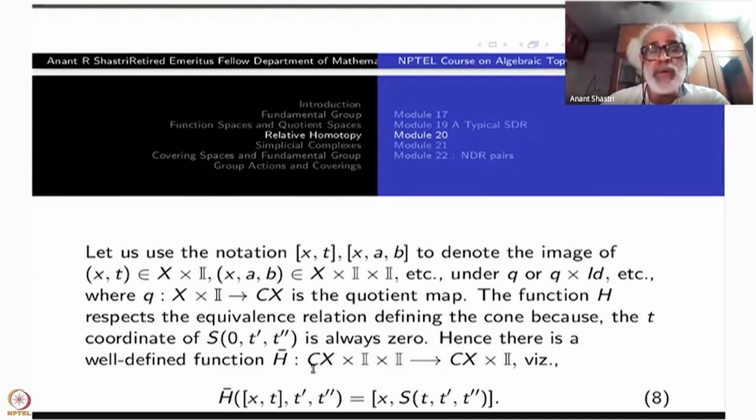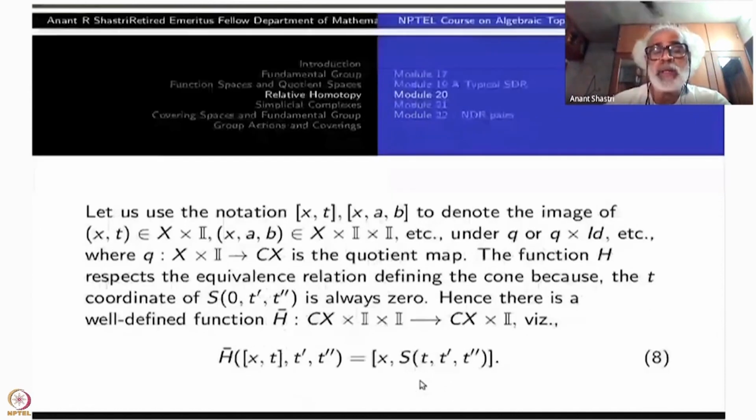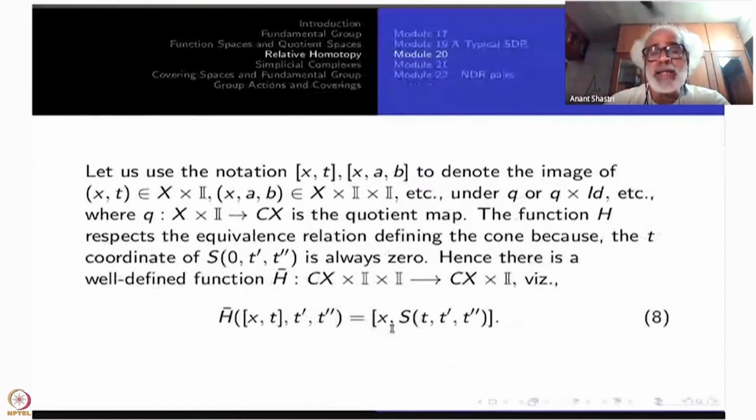Hence there is a well-defined map, the quotient map, the induced map, H bar from Cx cross I to Cx cross I. Okay, what is the formula? H bar of this equivalence class x, t, t prime, t double prime is: the first coordinate is x, and S of t, t prime, t double prime. If you just write it like this, you need to verify why this is well defined.